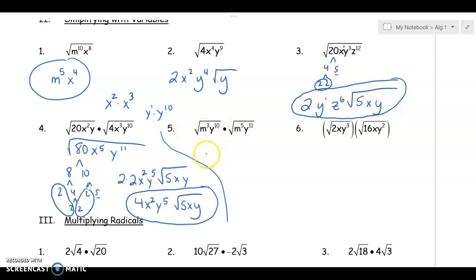For number 5, same idea. M to the 3rd times m to the 5th, you're going to add those. You get m to the 8th. Y to the 10th, y to the 11th is y to the 21st.